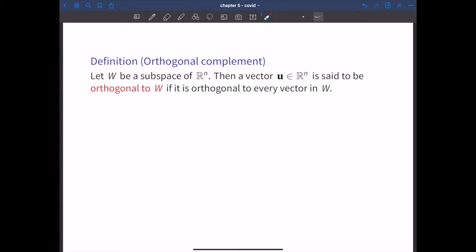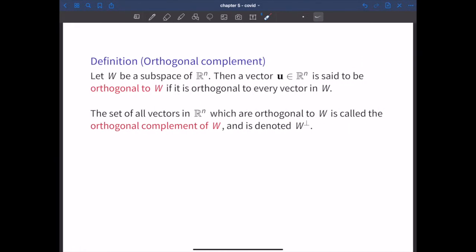Now suppose we take all of the vectors U that are orthogonal to a subspace W and we put them in one giant set. Well, we'll call that set the orthogonal complement of W. Or in other words, the set of all vectors in Rn which are orthogonal to W is called the orthogonal complement of W and is denoted by W perp. So on the previous slide, we saw two subspaces in R2, both of which were lines, and these two subspaces S and W would be orthogonal complements of each other.